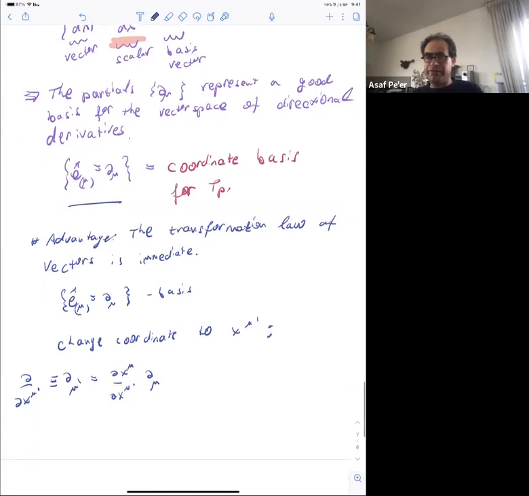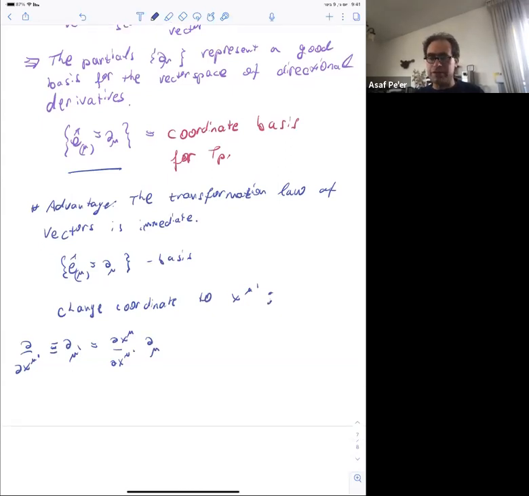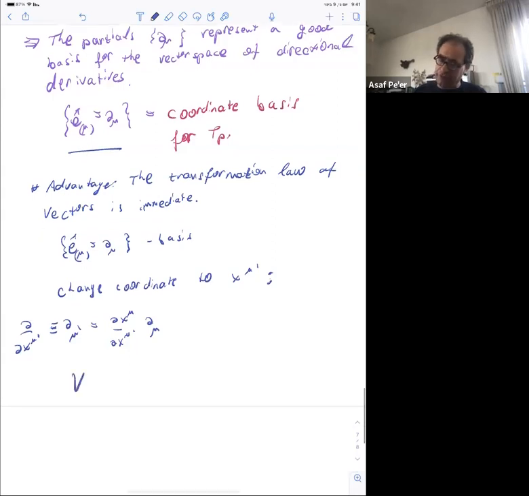So to get the transformation law of the vector component, we are doing exactly what we did in special relativity. In special relativity, the basic requirement was that the vector v is unchanged when we change coordinates, because the vector itself doesn't care about the coordinates. Now the vector v, any vector v, you can write as the component v mu times d mu. These are the components, and these are the basis vectors.